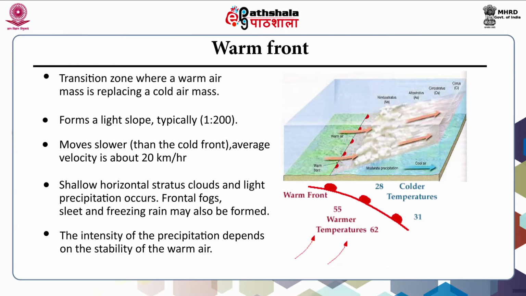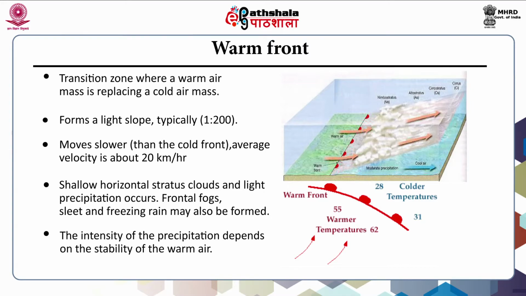The typical features of warm fronts are: warm air displaces colder air. A warm front forms a light slope, typically 1:200. A warm front moves slower than the cold front. Average velocity is about 20 km per hour. Normally, shallow horizontal stratus clouds and light precipitation occur.